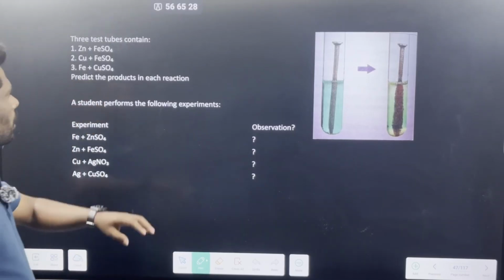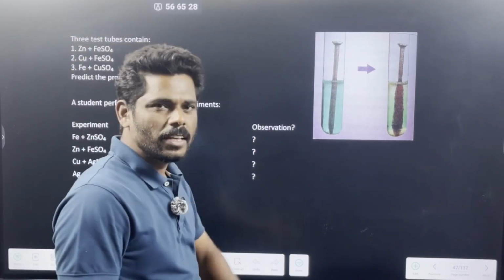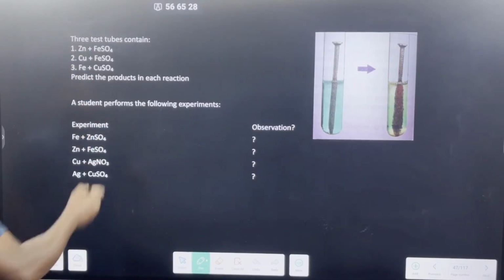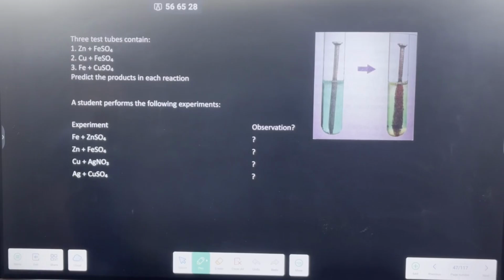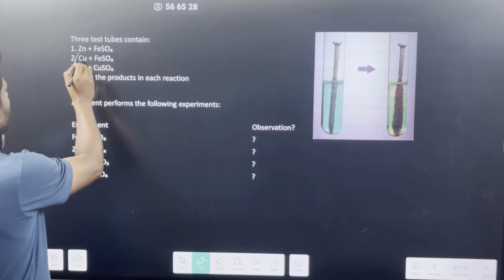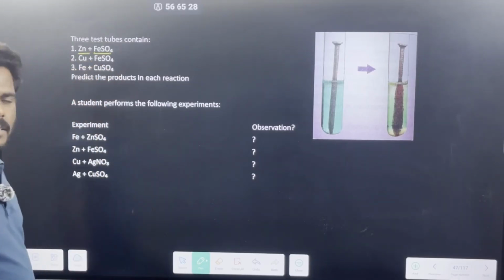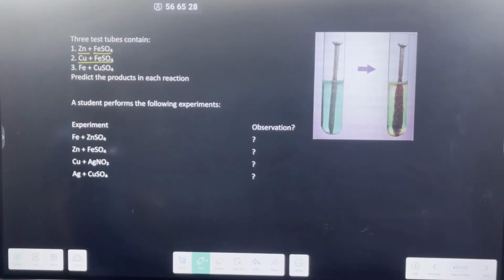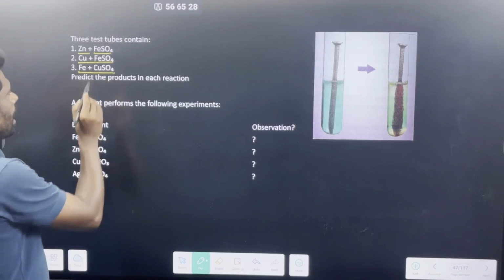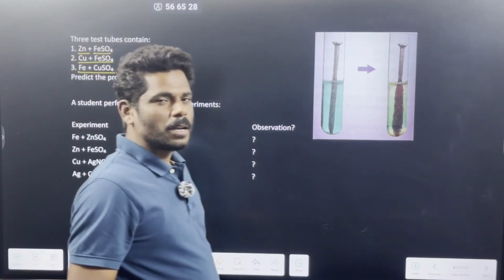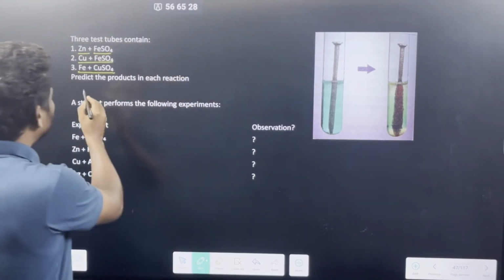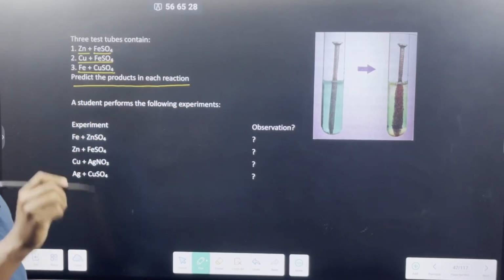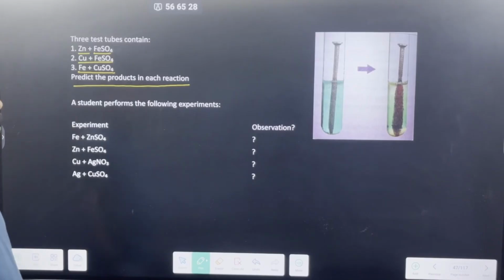It looks like the easiest question actually, but try to answer this question. Three test tubes are there. In one test tube, zinc metal plus iron sulfate. In another, copper metal plus iron sulfate. In another test tube, iron metal plus copper sulfate solution. Predict the products in each reaction. Can you answer this question? You can pause the video and answer the question in the comment section.